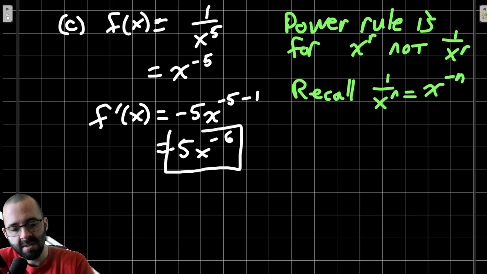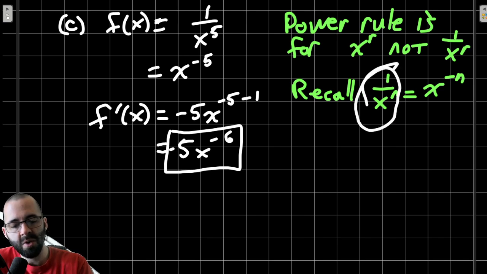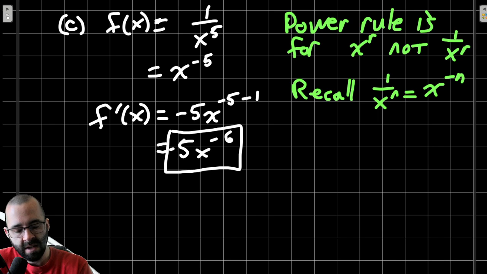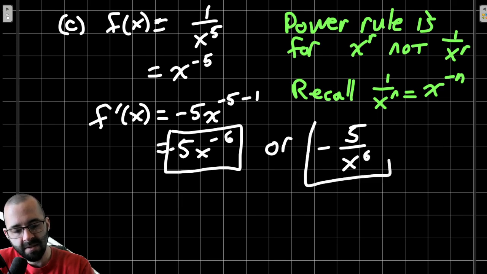And sometimes you want to keep your answer in this form, and it's a perfectly good answer. Sometimes you're going to want to write it back in this form up here. So another way that you could express your answer is just negative 5 over x to the 6th.